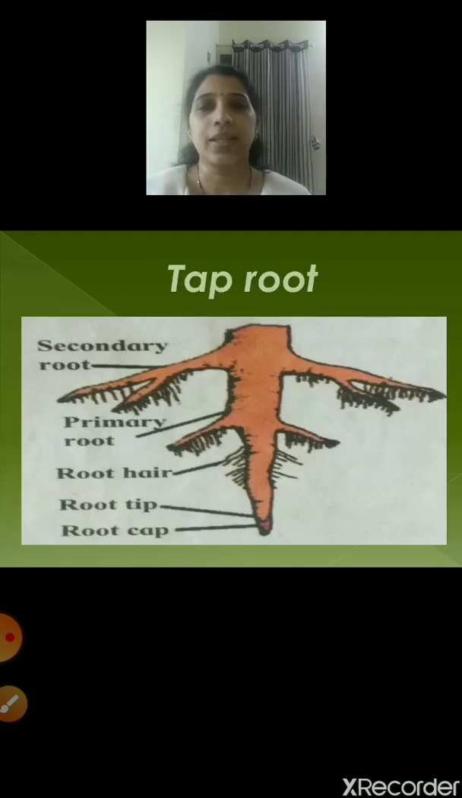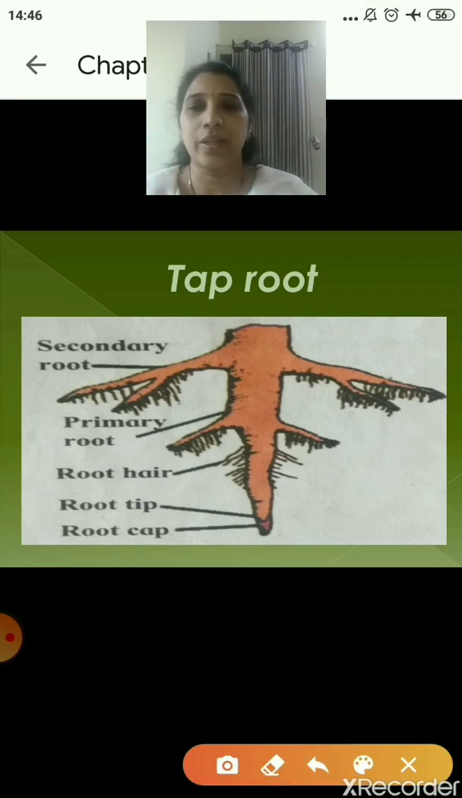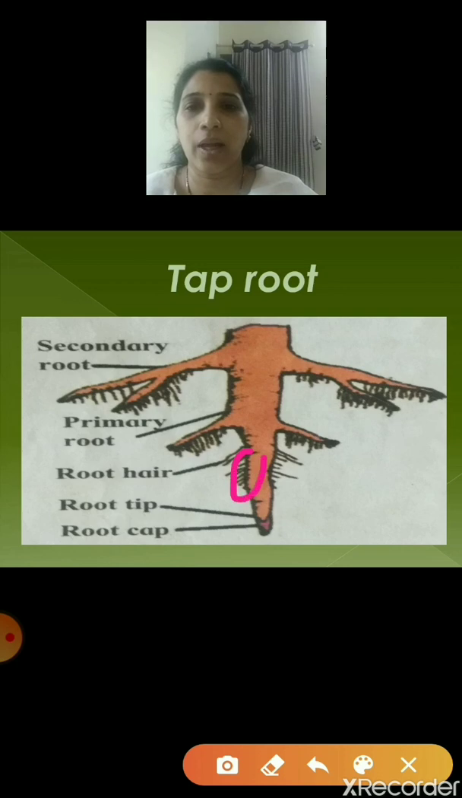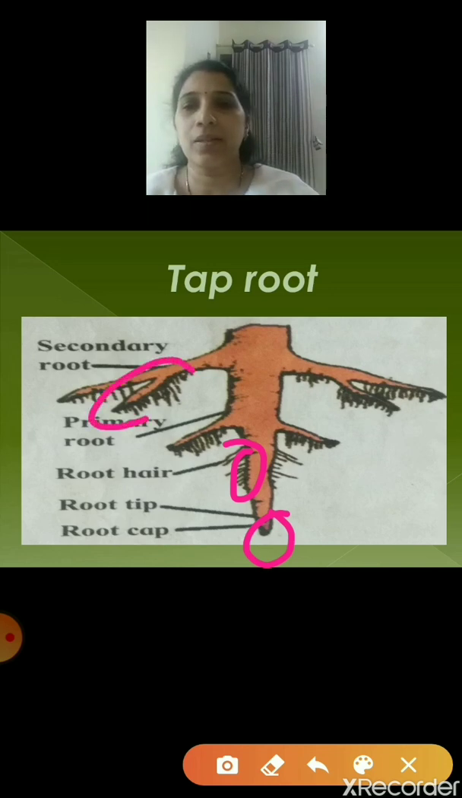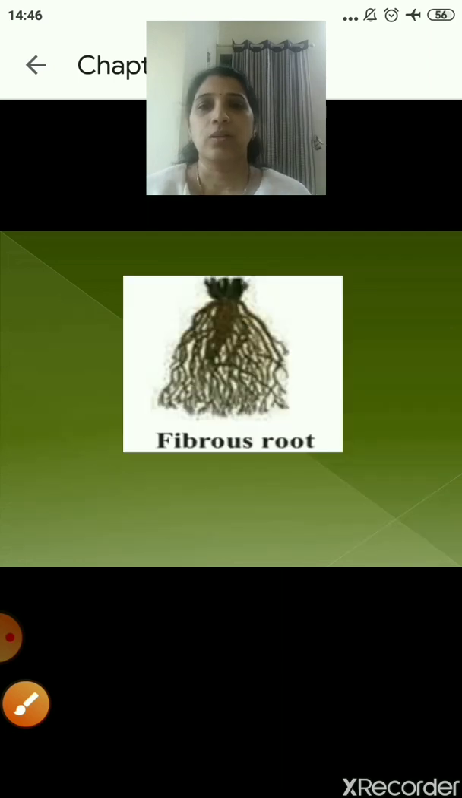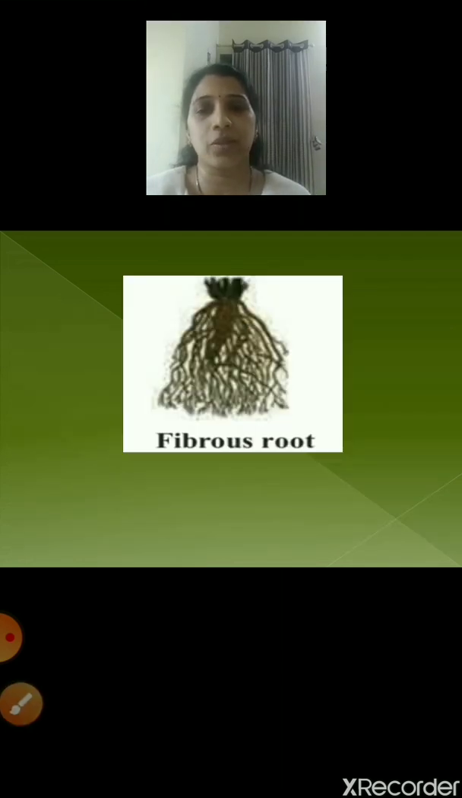Now here you can see the figure of the taproot. You can see over here there are hair-like processes. So this is called the root hair. Now here you can see near the root tip there is a small cap. That is called the root cap. And these are the secondary roots. Now this is the figure of the fibrous root. You can see it has got thread-like structure.